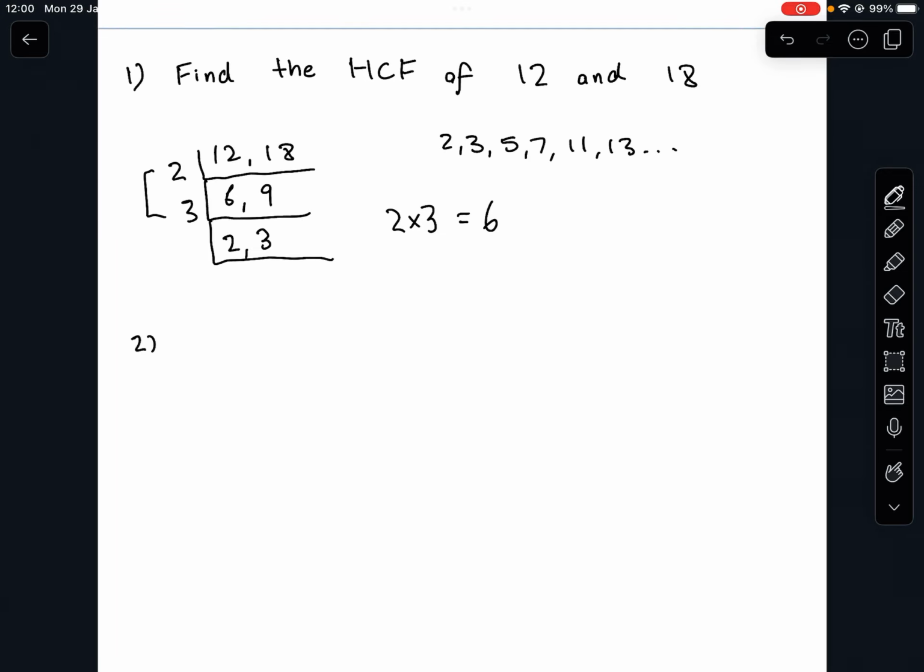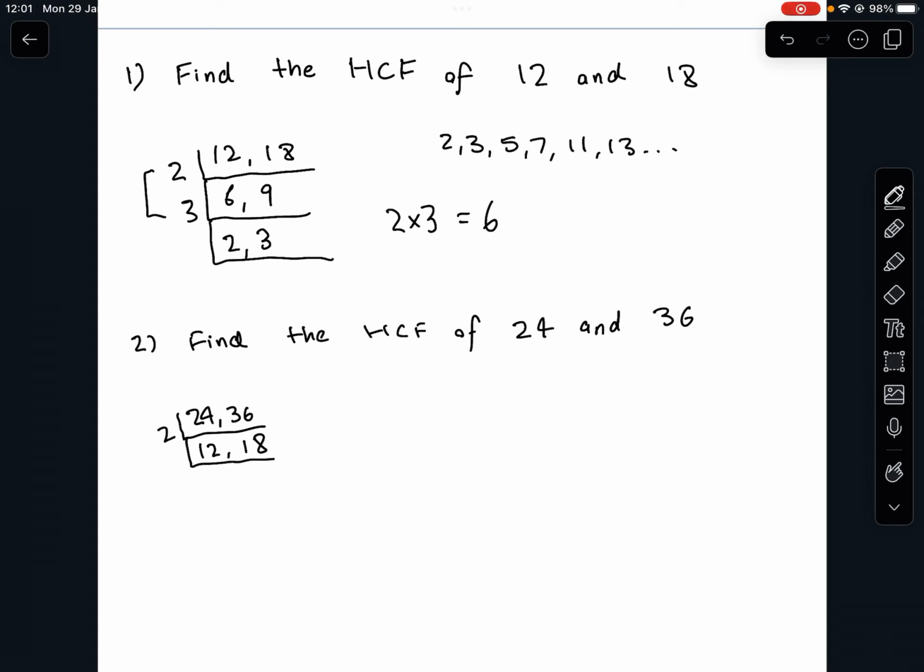Okay, problem 2. Find the HCF of 24 and 36. Okay, so the smallest prime number that can divide into both of them is 2, right? 24 divided by 2 is 12. 36 divided by 2 is 18.